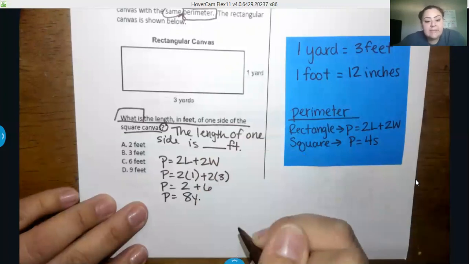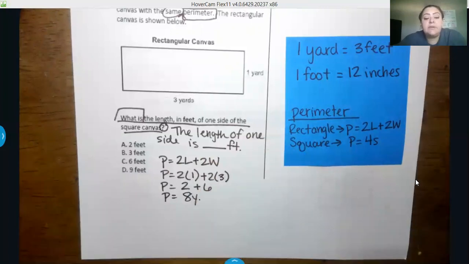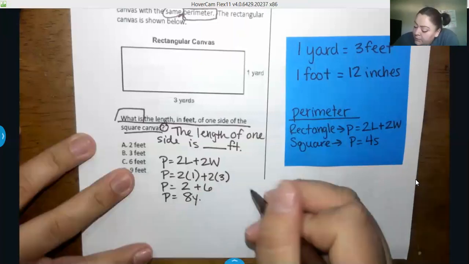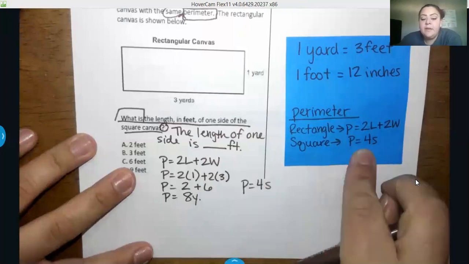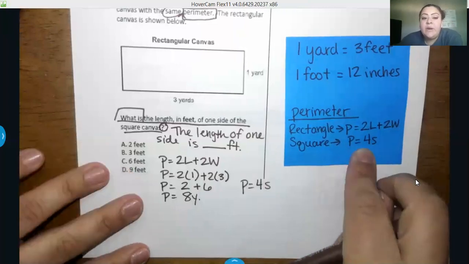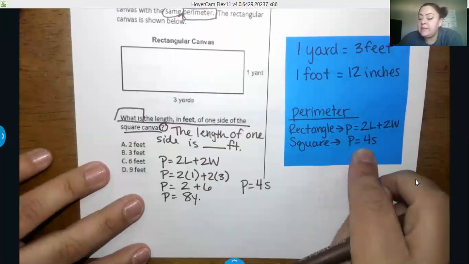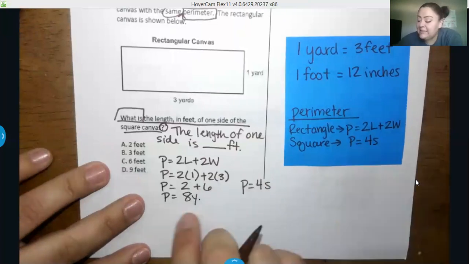Now, remember what they said. They said that the perimeter of both is the same for the square and the rectangle. So I've already solved for the rectangle, so I'm now going to solve for my square. Perimeter equals 4 times S, okay? Well, now I'm going to plug in what I know. We know that they both have the same perimeter, which is 8.